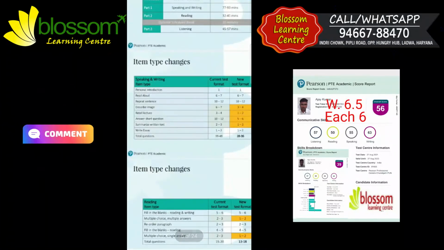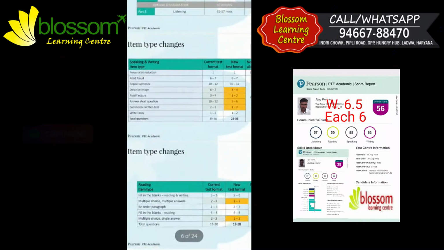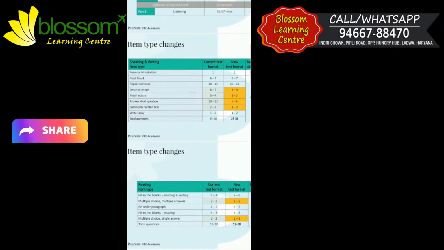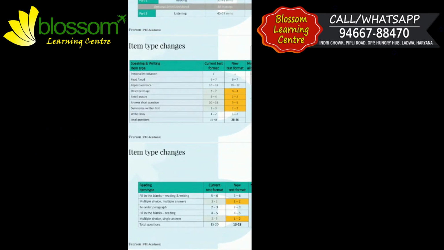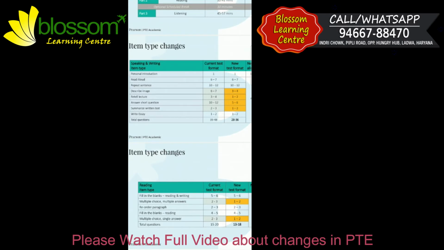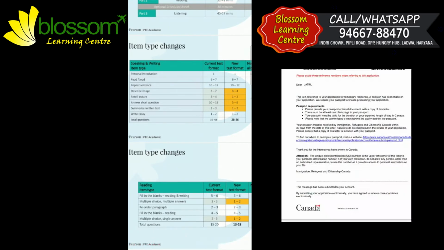The question changes here: read aloud is the same, repeat sentence is the same, but the major change is in describe image, which is reduced to half. Earlier 6 to 7 used to come, right now it is 3 to 4. Retell lecture is once again half, 3 to 4 to 1 to 2, and answer short questions is 10 to 12 right now, but in the future that will be 5 to 6, and summarize written text is 2 to 3, reduced by 50%, once again 1 to 2. So those are the major changes here.